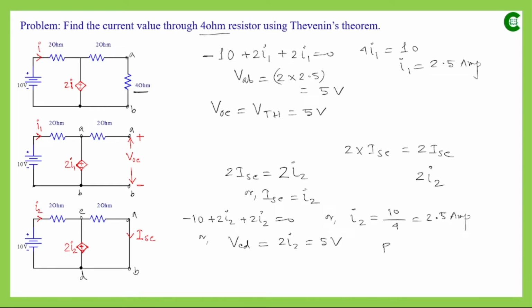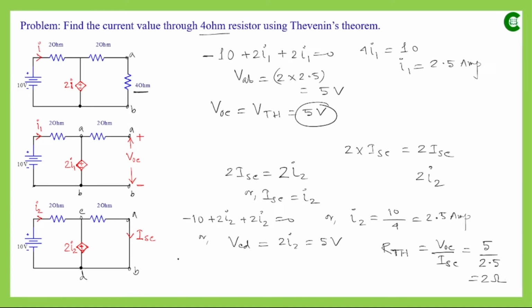So the RTH value, as per the first method that we know, will be simply VOC divided by ISC. The VOC value we have obtained as 5 volt. So this will be 5, and the ISC value will be this 2.5 ampere, that means 2 ohm.